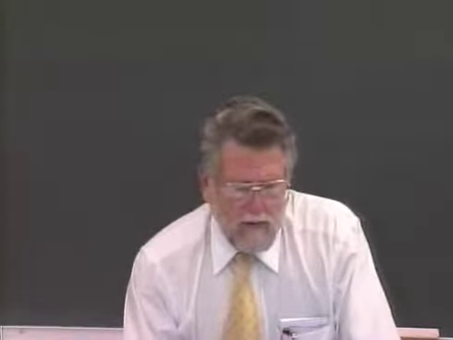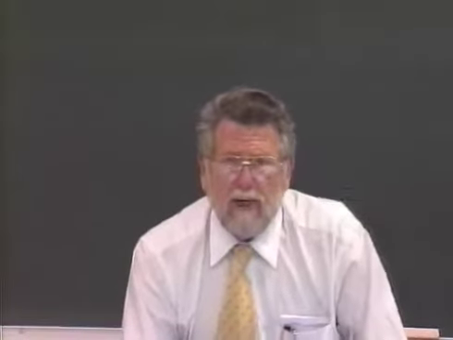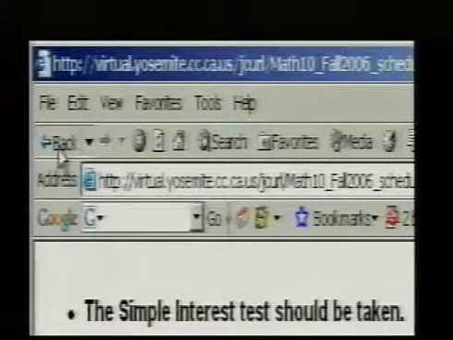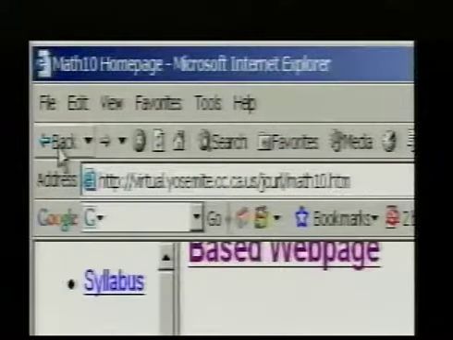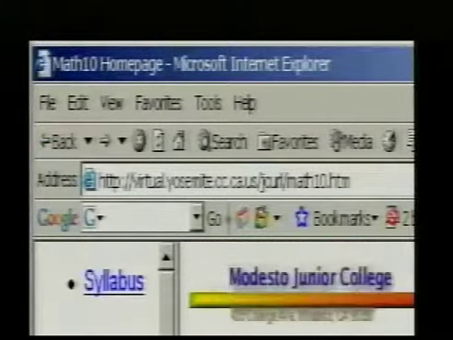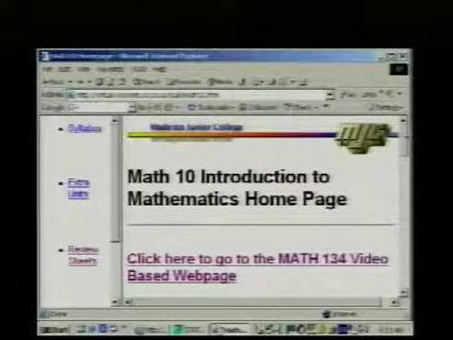I'm going to reverse where I was. So just for those of you, as we come back to the document cam, if you want to get back to where we were, just hit the back key. This is with Internet Explorer. And that brings me back to what was the home page. Okay, so I'll come out so you can see that.